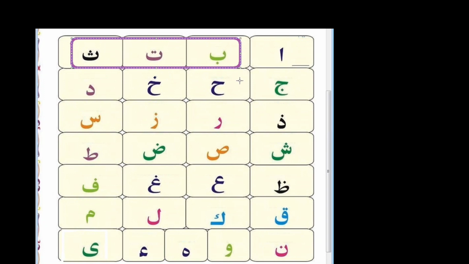Ta has almost the same, but one more needs to be on the top. How many dots are there on ta? Two. And then ba has the lowest. How many dots? One. Very good. So this is your lesson for today, and inshallah I will listen to you tomorrow and do practice.